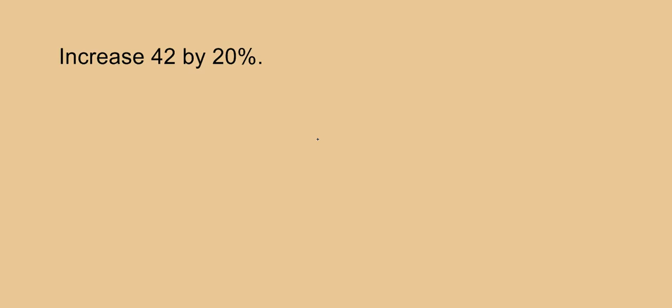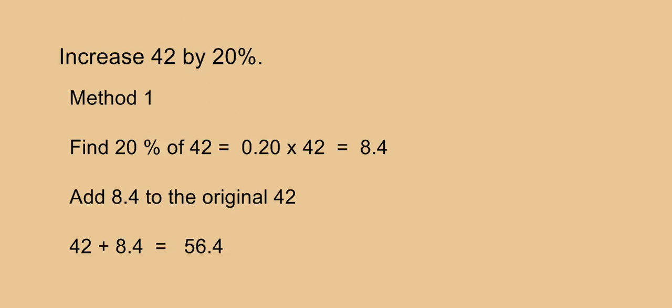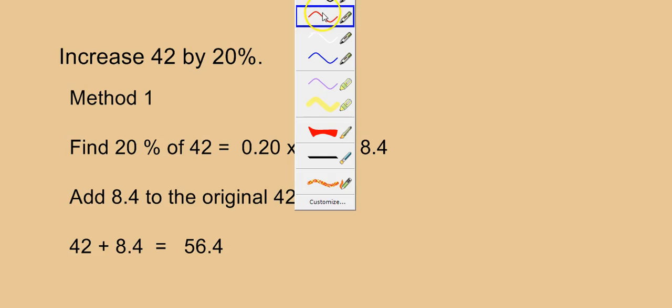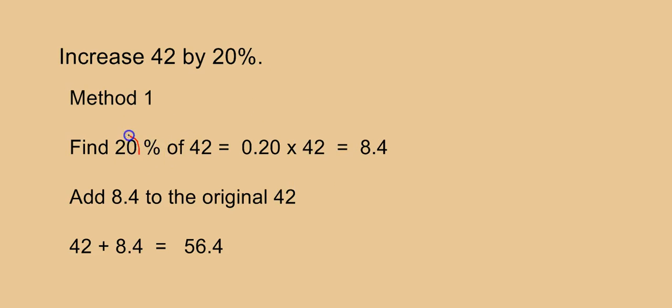There are several different ways of doing this, and probably the method that you're most likely to know already would be this method. If we want to increase 42 by 20%, the sensible thing to do would be to find 20% of 42 so that we know what the increase is. Finding 20% of 42 means changing the percentage into a decimal by going zip zip, moving the decimal point back 2 places. Here we go, as per my previous video, which makes it 0.20.